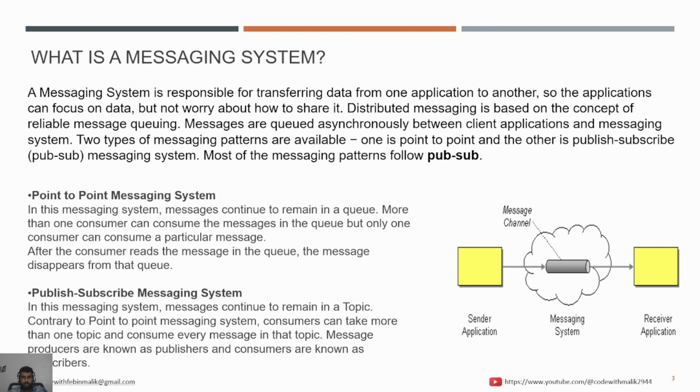Publish-subscribe messaging system. In this messaging system, messages continue to remain in a topic. Contrary to point-to-point messaging system, consumers can take more than one topic and consume every message in that topic. Message producers are known as publishers and consumers are known as subscribers.